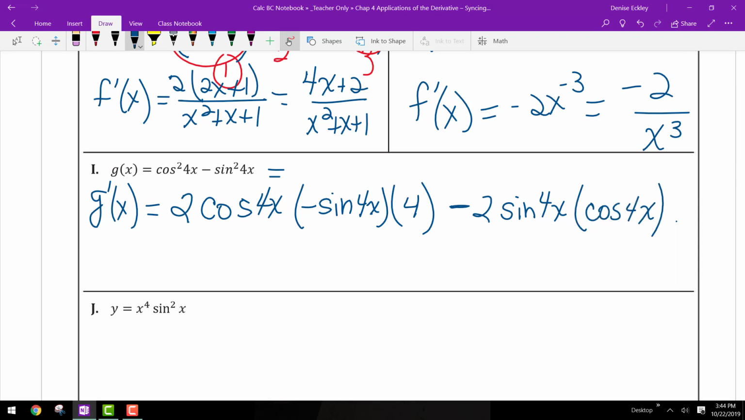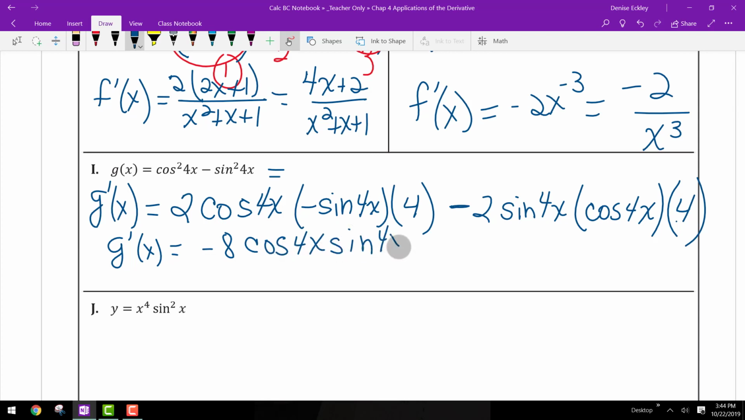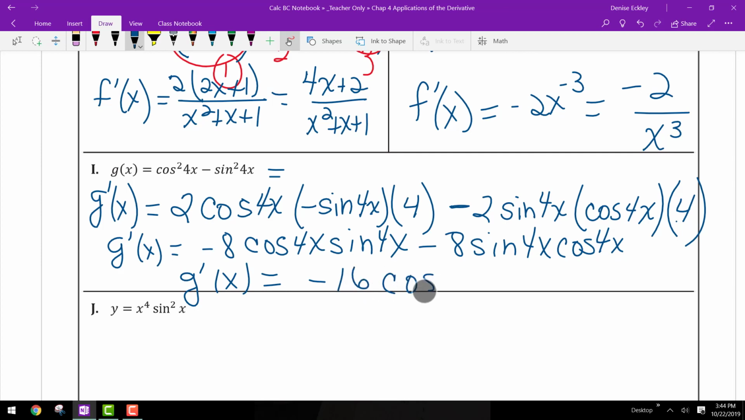So we have cosine 4x. Then we're going to take the derivative of the 4x again, which is 4. So this simplifies to negative 8 cosine 4x sine 4x for the first term, and the other term becomes negative 8 sine 4x cosine 4x, which are the same term, so I can combine those. So you get negative 16 cosine 4x sine 4x. So that'll be our derivative.